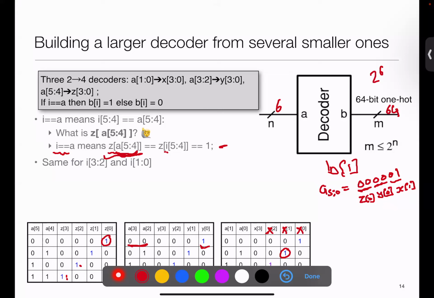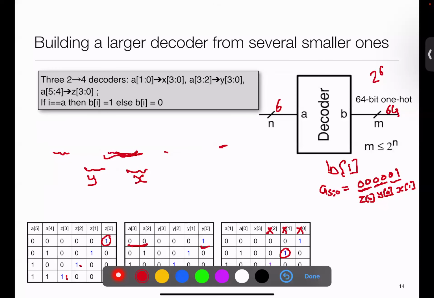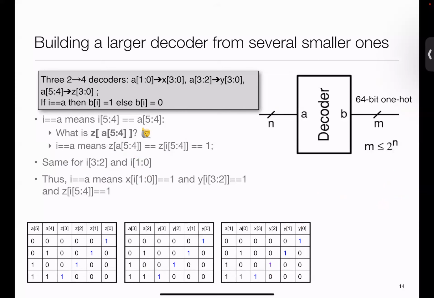Okay. And the same thing will be true for the middle 2 bits, bits 3 and 2, and then the rightmost bits, 1 and 0, except that the middle bits map to Y and the rightmost bits map to X. So if I has the value A, then that is the same thing as saying X indexed by the lower 2 bits of I is 1, and Y indexed by the middle 2 bits of I is 1, and Z indexed by bits 5 and 4 is 1.